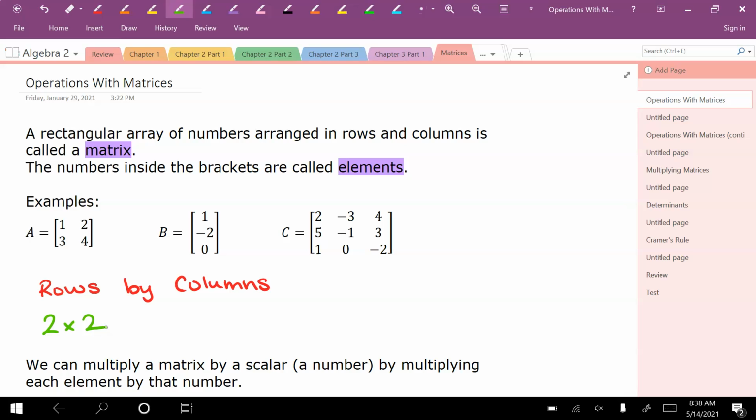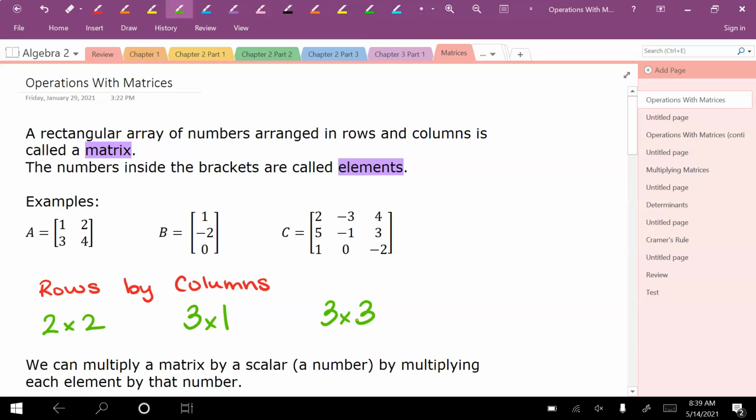For B, how many rows do you see? How many rows are in matrix B? Rows are what go across. 3. And how many columns are there? 1. So B would be a 3 by 1 matrix. So how do you think we would name C? Good. 3 by 3. 3 rows, 3 columns.